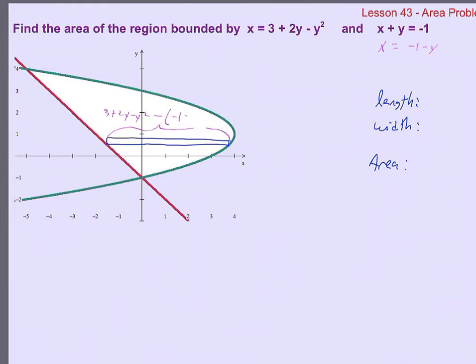Sorry, I'm trying to make it a little bit more legible for you. And I can do the subtraction there. It is -y squared. The 2y minus -y will make 3y. And the 3 minus -1 will make 4. So -y squared plus 3y plus 4.